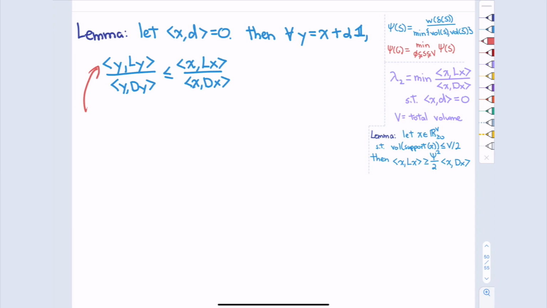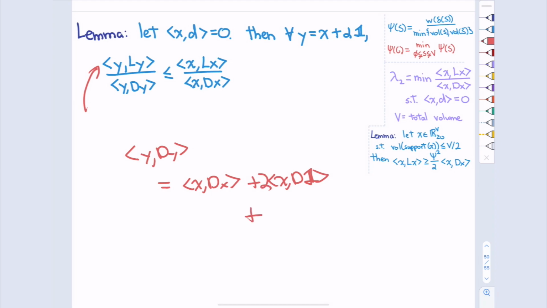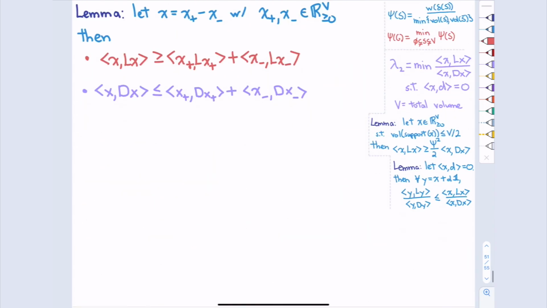For y^T D y, because x^T d is equal to 0, y^T D y is equal to x^T D x plus two times x^T d times alpha, plus alpha squared times 1^T D 1. But that middle term involves the lowercase d, and x^T d is equal to 0. So the cross term disappears, and you're just paying a penalty of alpha squared times 1^T D 1 for any value of alpha. Okay, so that's all there is to that.